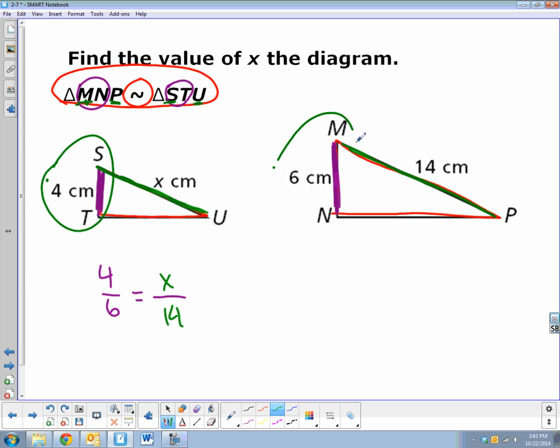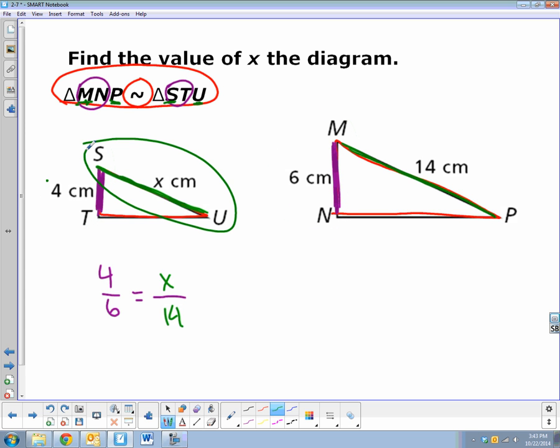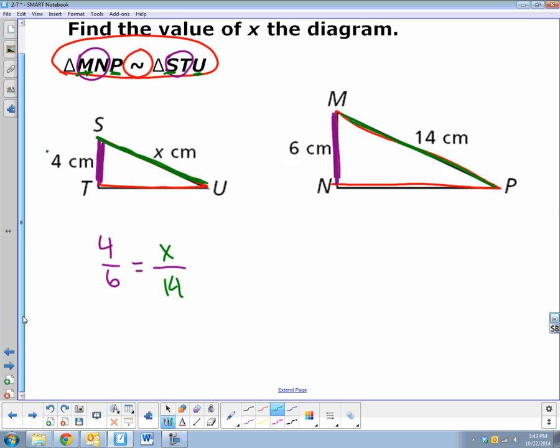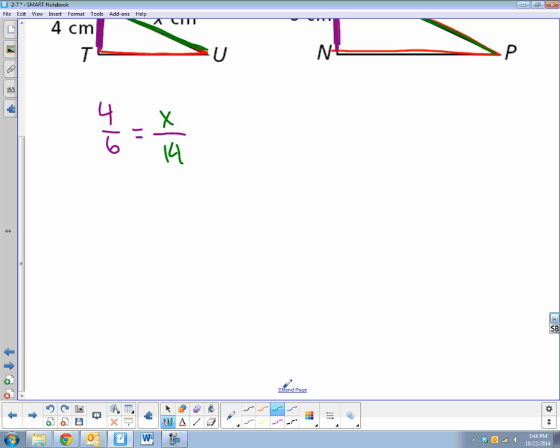ST and MN are corresponding sides, so I set up a ratio between those two sides. SU and MP are corresponding sides, so I set up a ratio between those two. And I just made sure to read from left to right both times. Now I have a proportion. I can solve a proportion. And so I'm going to cross multiply.